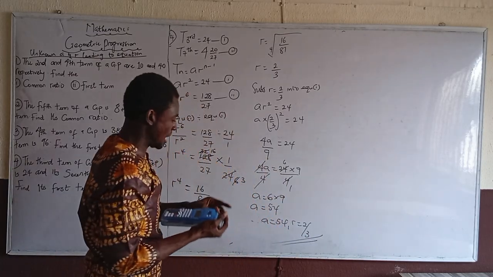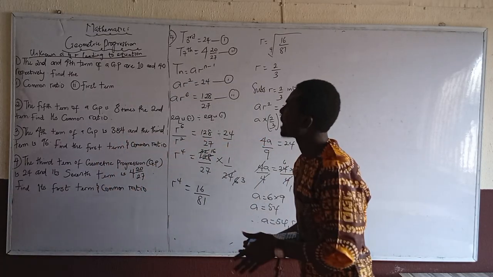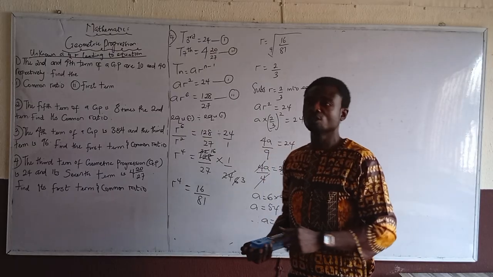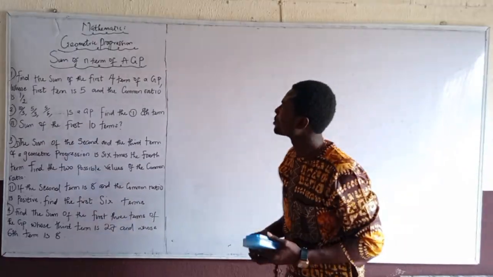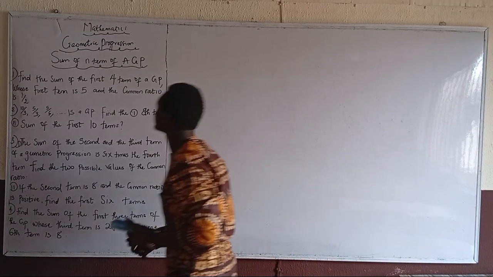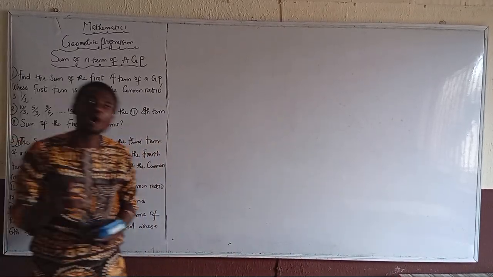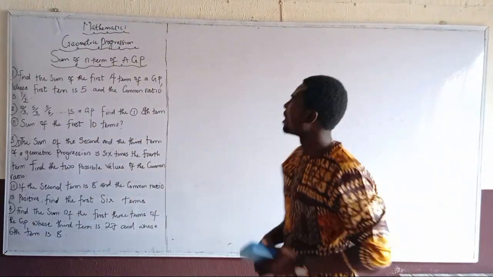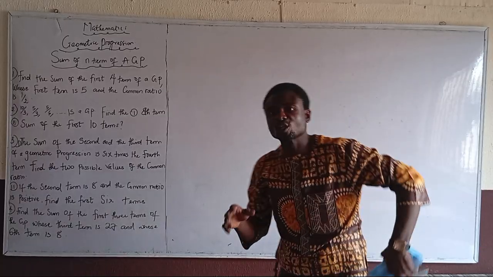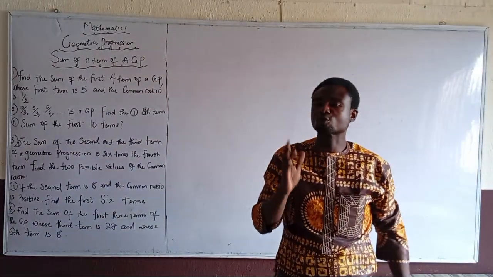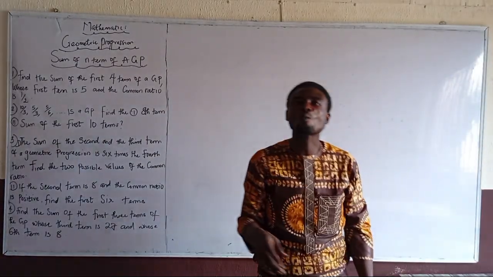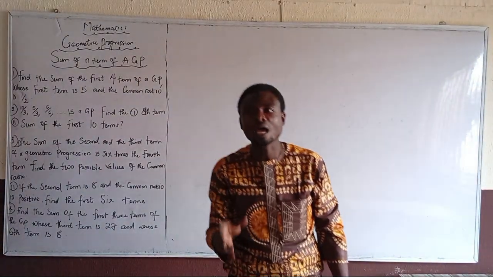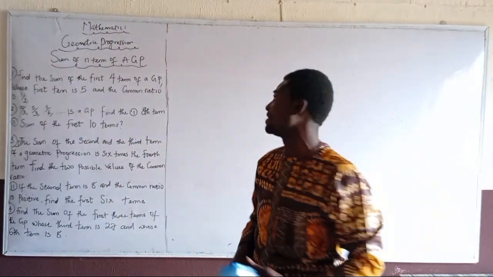So that is all for now on unknown A and R leading to equation. So the last part is now sum of GP. So now we move to sum of the n terms of the GP. That is sum of GP. Now for sum of GP, we have three formulas for sum. We have sum when r is less than 1. We have sum when r is greater than 1. And also we have sum to infinity.